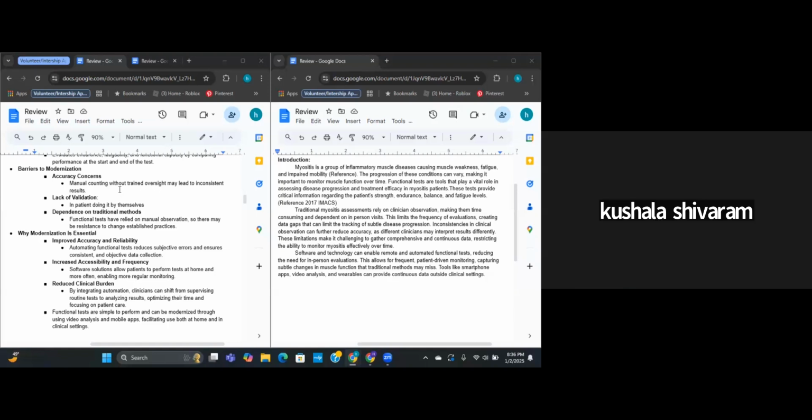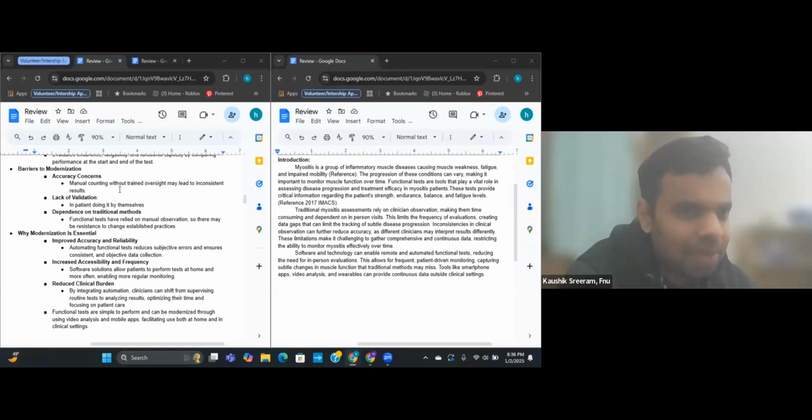Okay. So that is the goal of this paper. Like functional tests, what is required to do and what is being done. So even the introduction is only focused on the functional tests and improving using technology to make those better.